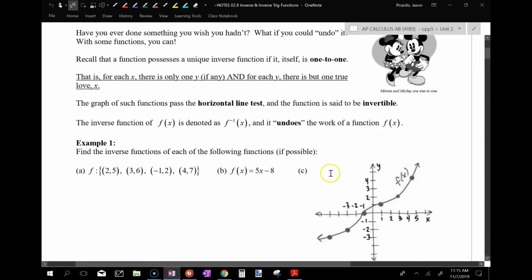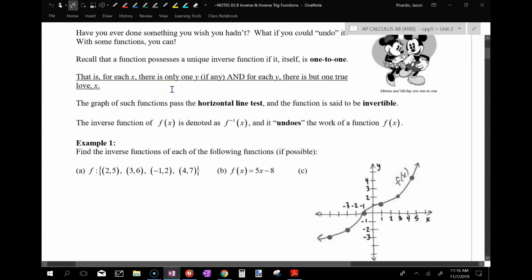We know that something is a function graphically because it passes what? The vertical line test, right? So think about this. An inverse exists because it passes not a vertical, but a horizontal line test.